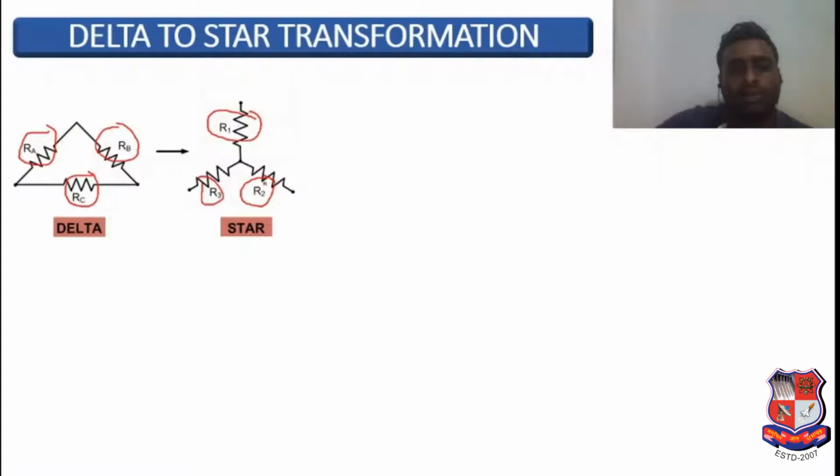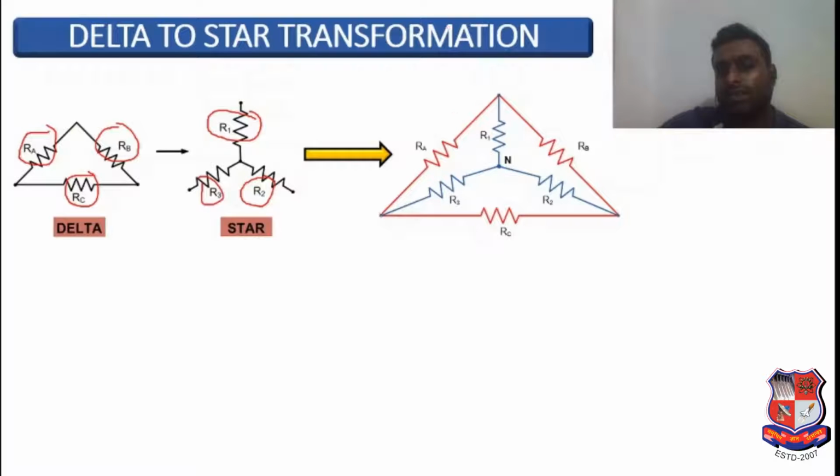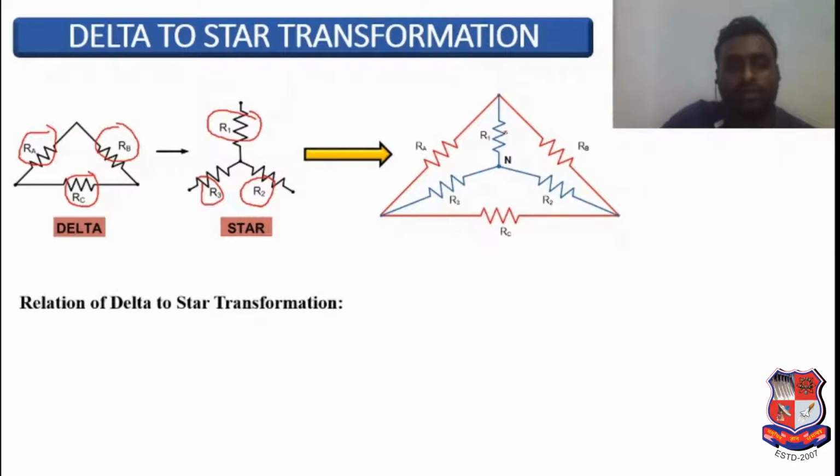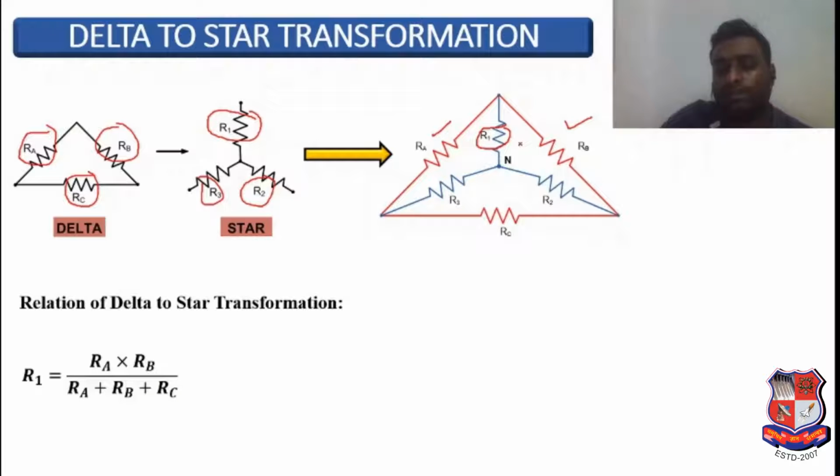So we need to find the values of equivalent R1, R2, R3, in relation to RA, RB and RC. So it should be looking like this. This RA, RB, RC equivalent should look like this, with internal R1, R2 and R3 being what is to be found. The relation for delta to star transformation will be: R1 will be RA into RB divided by the total resistance of the delta connected circuit.